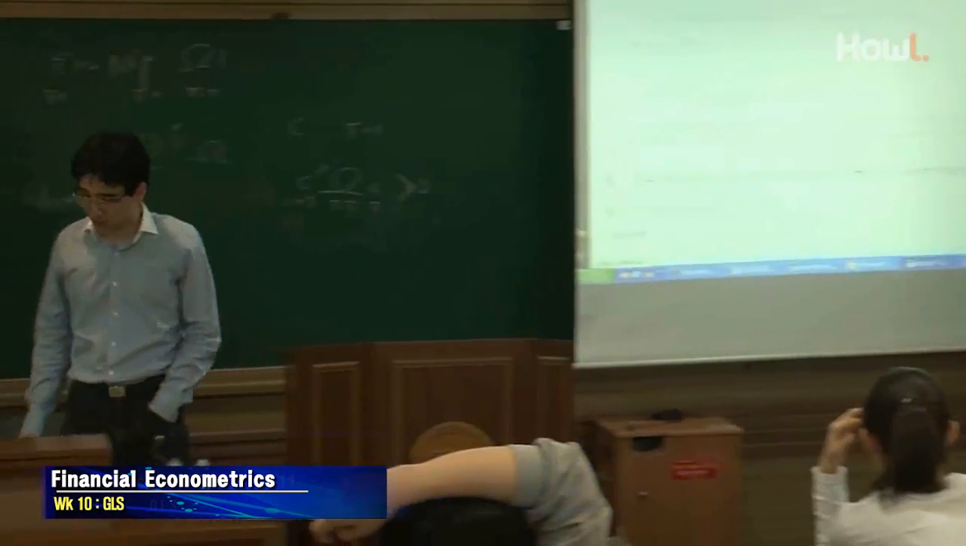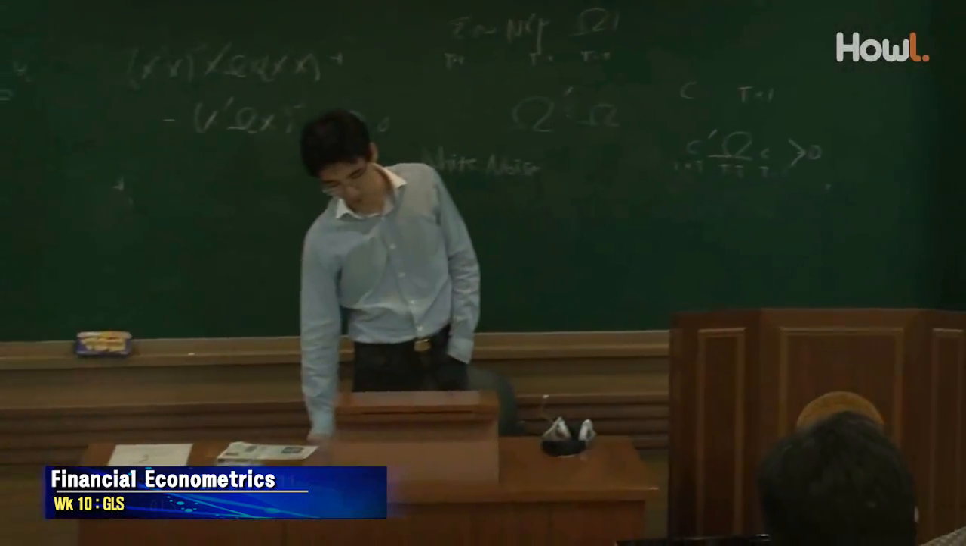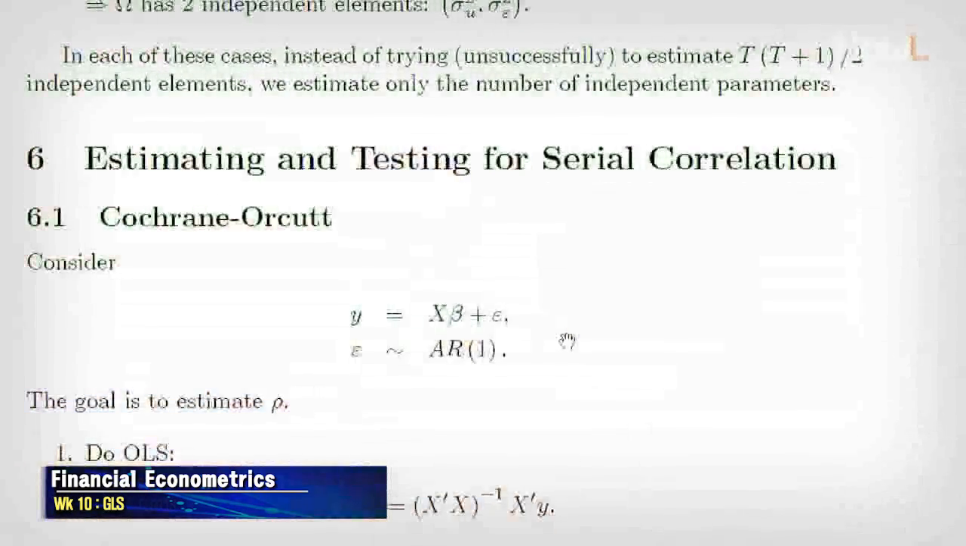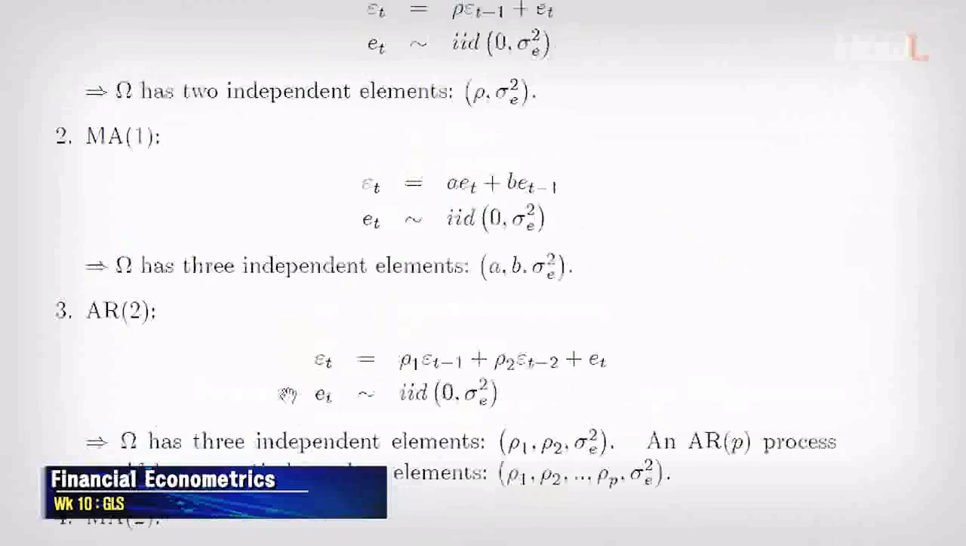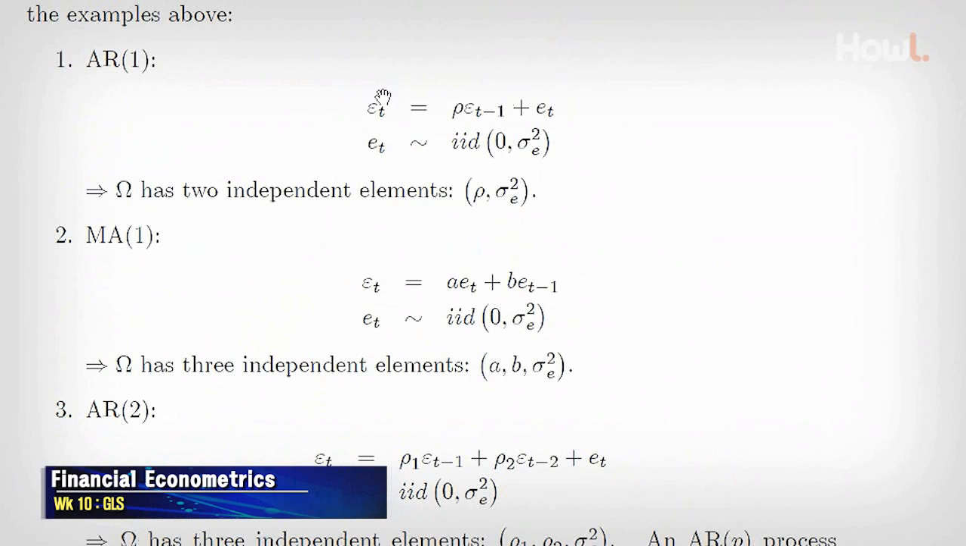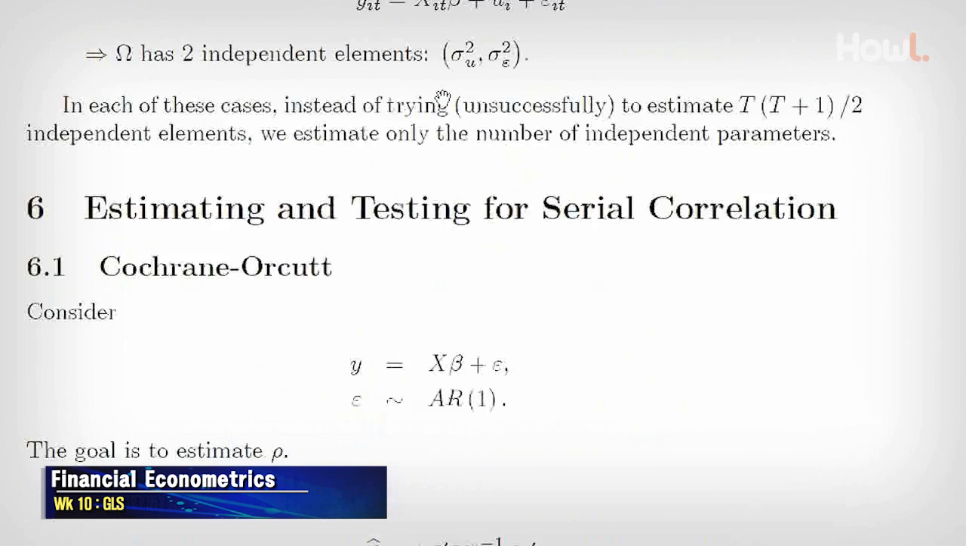And next, estimating and testing for serial correlation. First, the Cochrane-Orcutt procedure. Consider y equals X beta plus epsilon, and again, let's say epsilon is AR(1), autoregressive of order one. Our goal is to estimate rho. Again, an AR(1) process looks like this. So this is AR(1), and we want to estimate this.